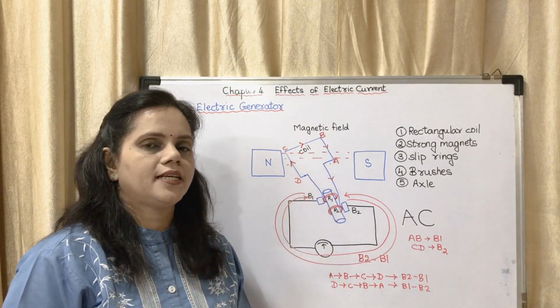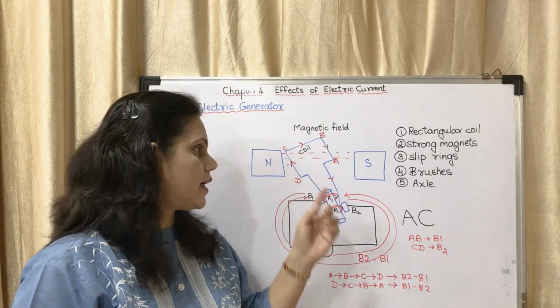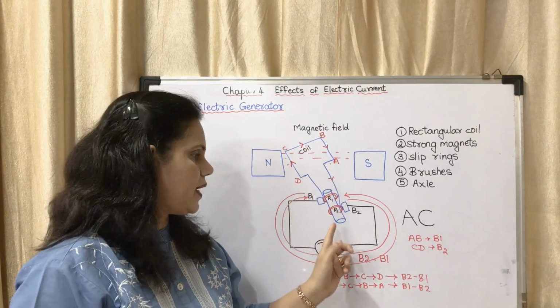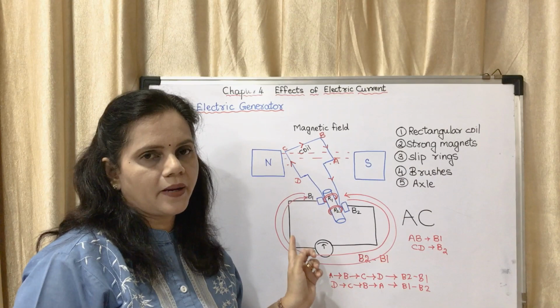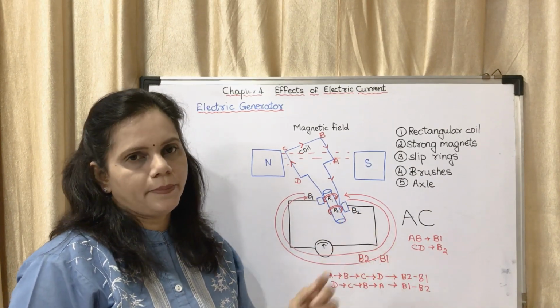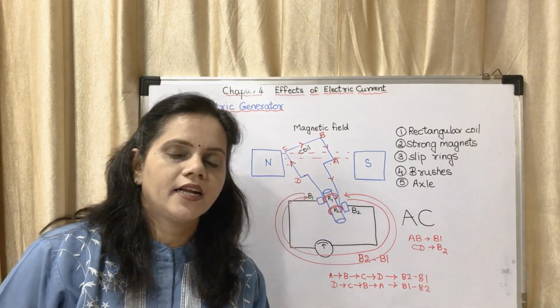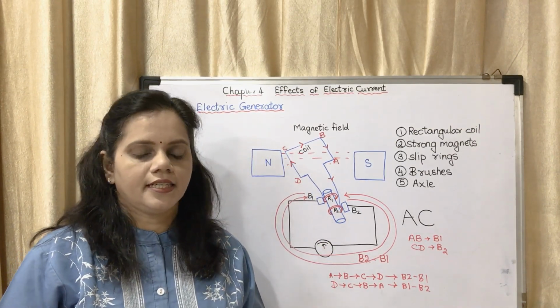The coil is placed in the magnetic field. When it is moved, the current is generated. In the first cycle, it passes from B2 to B1, then in the next cycle from B1 to B2. So this is the working of an AC generator.